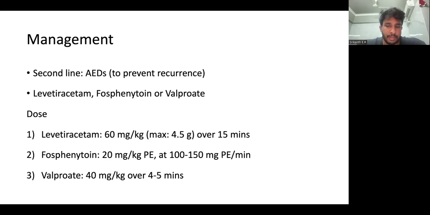And in terms of the second line, remember, though I'm saying second line, first line and second line have to be given together. It's not like you give the first line, wait for the seizure to go, and then give the second line. It should be given simultaneously. So second line is either levetiracetam, fosphenytoin, or valproate.